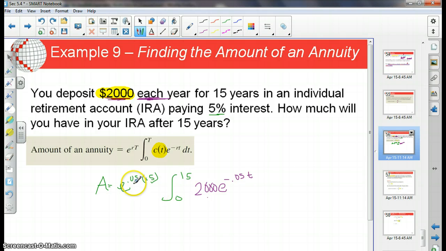So when I integrate this, I could just multiply this out. I believe this is 0.75. Oh, and the 2,000 can come out front as well. Remember, this is just a constant. I could get a decimal for this. I'm really just going to integrate between 0 and 15 of e to the negative 0.05t.